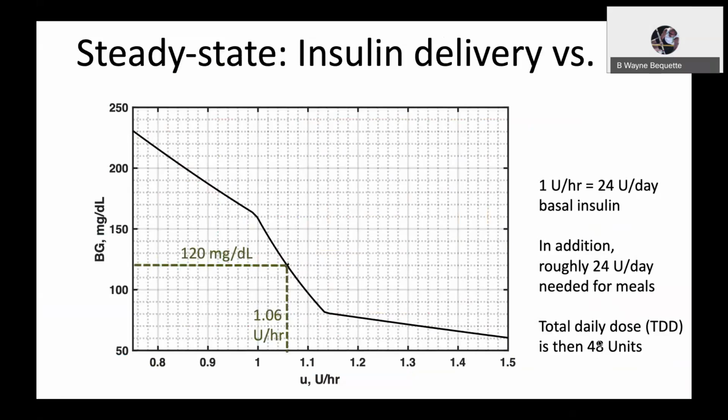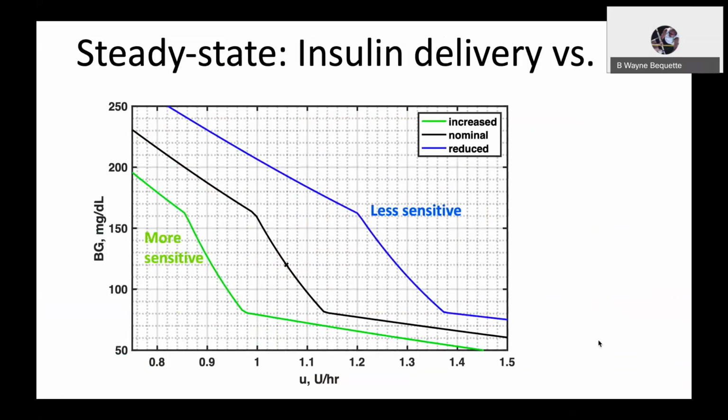So when you give separate meal insulin boluses 3 or 4 times a day, that would add up to roughly 24 units. And so this individual would be expected to have a total daily dose of insulin of approximately 48 units of insulin. Now, someone's insulin sensitivity varies throughout the day.